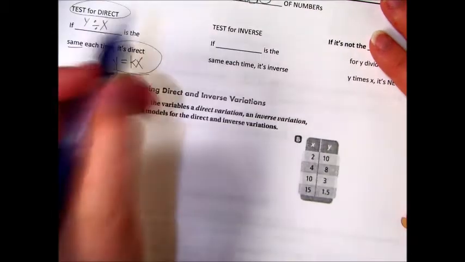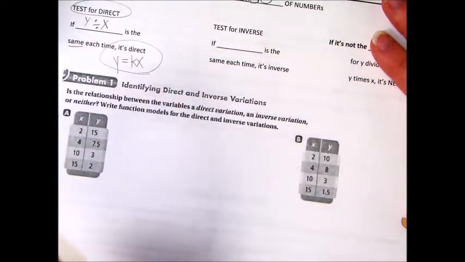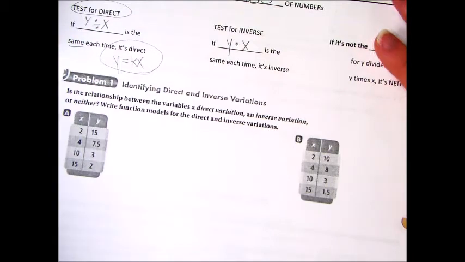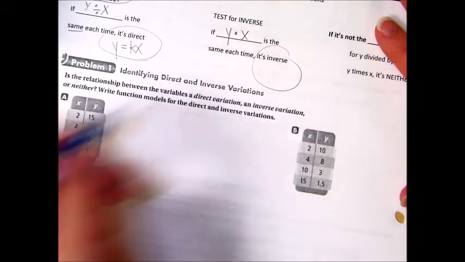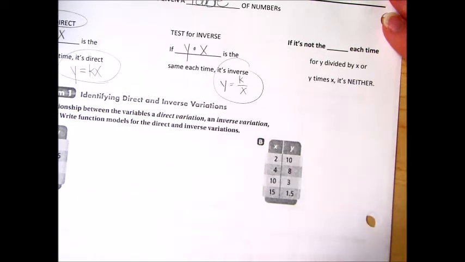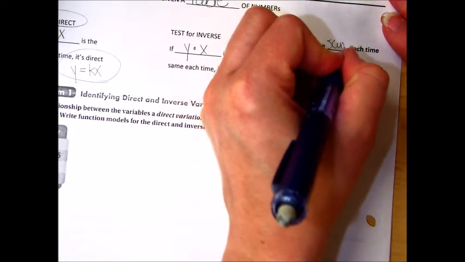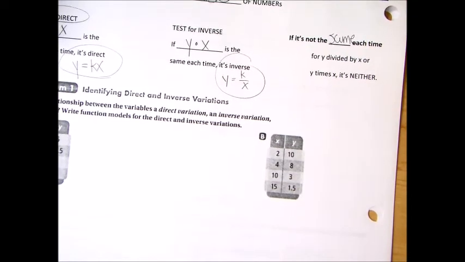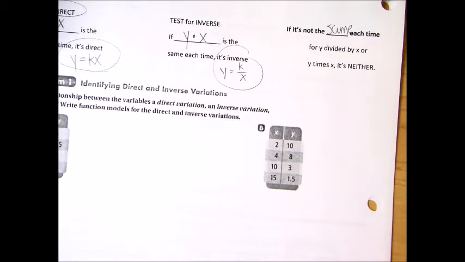On the other hand, if that doesn't work, you're going to test for inverse. So you're going to do y times x as the test. And if it's the same each time, it is inverse, meaning it would fit the equation y equals k over x. And if it's not the same each and every time, so if it's not the same each time for y divided by x or y times x, it's neither. It's not direct nor inverse.